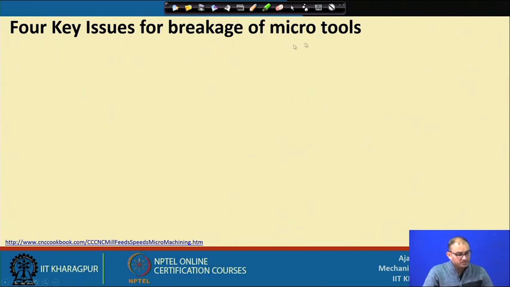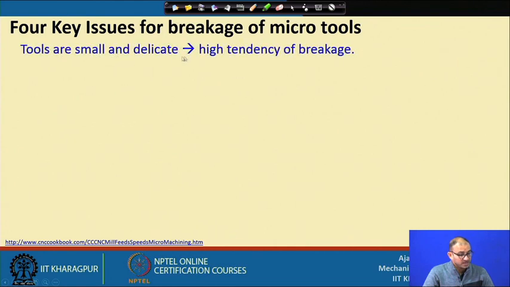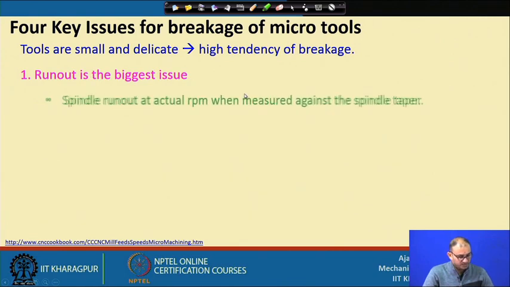So, there are different issues of micro machining. What are the 4 issues? These 4 issues are mostly related to tool setting and so on. Tools are small and delicate, so there is a high tendency of breakage. The first thing is the runout. Runout is the biggest issue compared to all the other issues, because avoiding it is very difficult, as we are doing a lot of setup and settings at different positions.